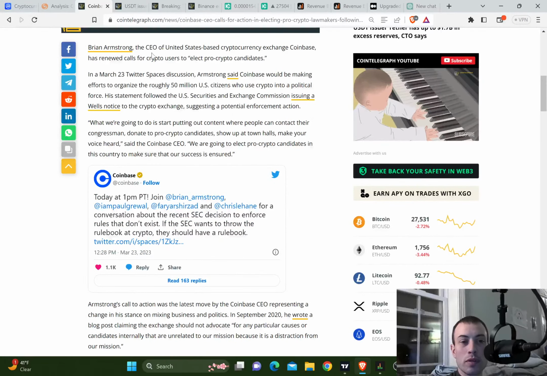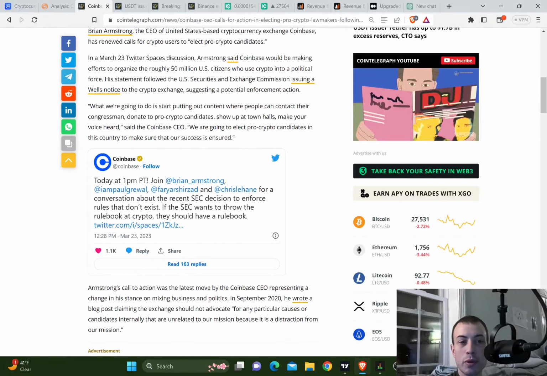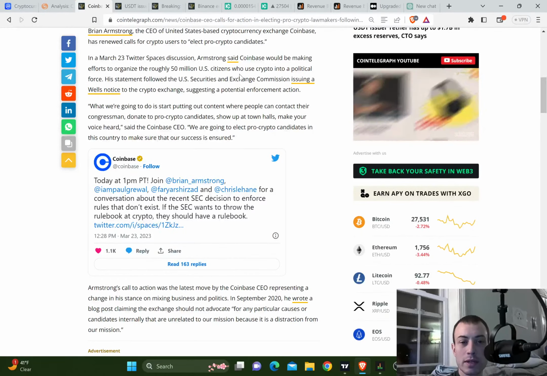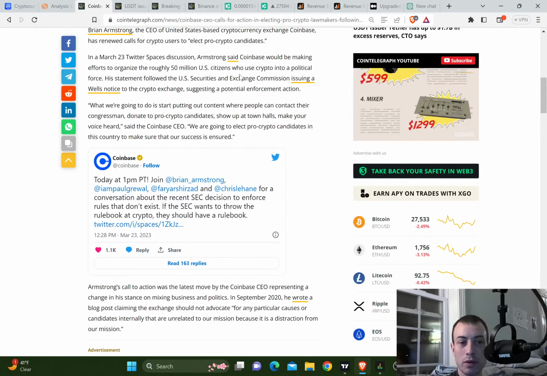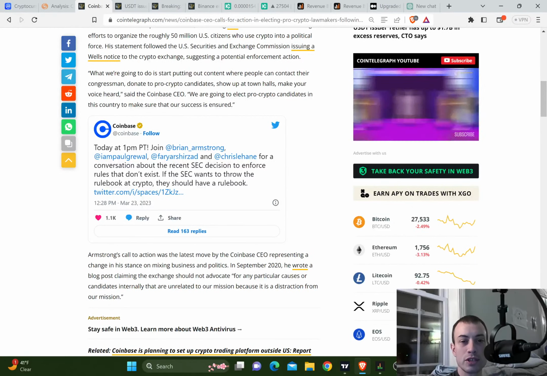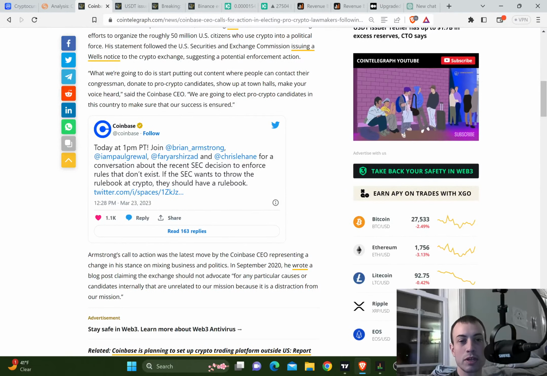Brian Armstrong, the CEO of United States-based cryptocurrency exchange Coinbase, has renewed calls for crypto users to elect pro-crypto candidates. In a March 23rd Twitter Spaces discussion, Armstrong said Coinbase would be making efforts to organize the roughly 50 million U.S. citizens who use the crypto into a political force. His statement followed the U.S. Securities and Exchange Commission issuing a Wells notice to the crypto exchange, suggesting a potential enforcement action.